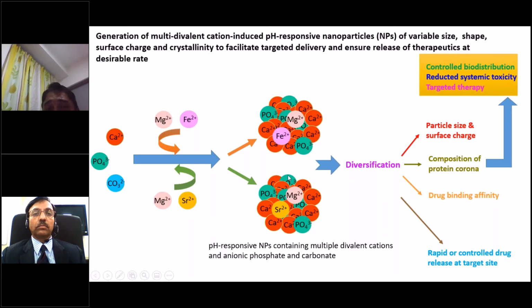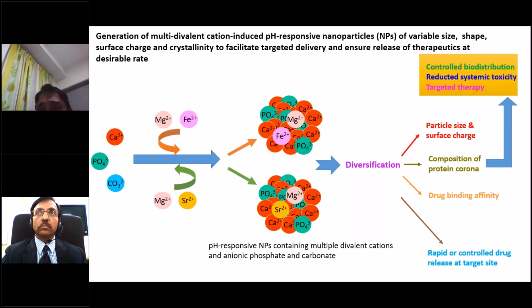And why are we changing? To get diversity, because diversity is very important. Depending on the drugs, depending on the target site, you need diversity. You need to design, and diversity helps drug binding. It helps protein corona formation.